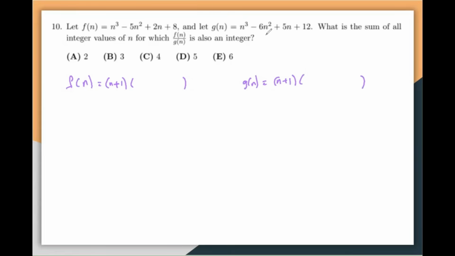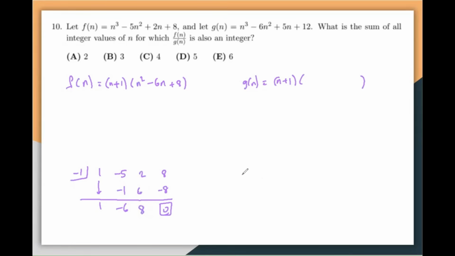Since this is a cubic, we can just use standard synthetic division. So I'm going to take the -1, and the coefficients are 1, -5, 2, 8. I'm going to drag the 1 down. This time, this will be -1, so when you combine, you get -6. Then -1 times -6 will be 6, so that adds up with 2 to give 8. And then -8, so that is 0 as expected. So this is going to be my quotient, which is n squared minus 6n plus 8.